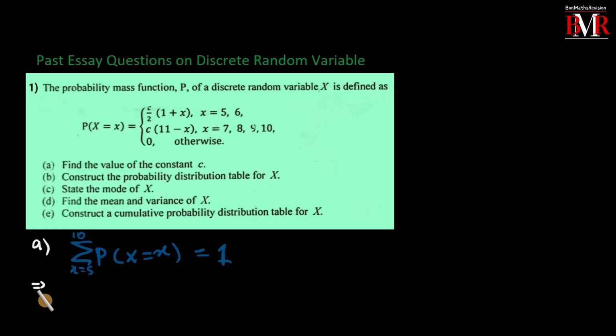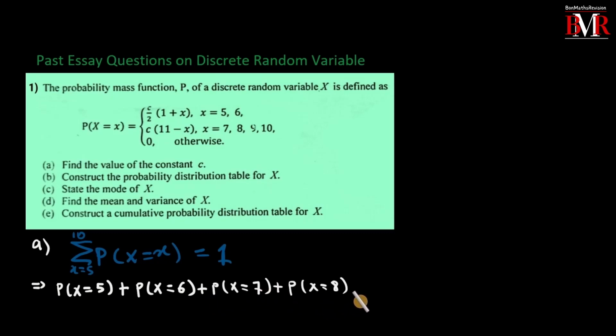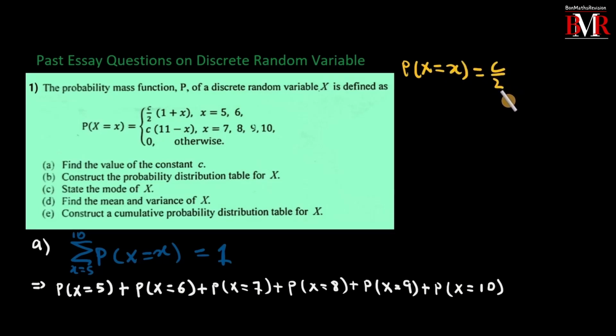This formula means probability of x equals 5 plus probability of x equals 6 plus probability of x equals 7 plus probability of x equals 8 plus probability of x equals 9 plus probability of x equals 10. For probability of x equals C over 2 into 1 plus x, the values of x are 5 and 6.